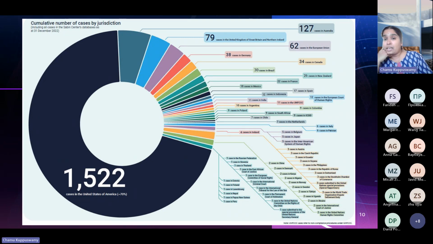9 cases in ICSID. Does anyone know what ICSID is? Dispute resolution people. International Center for the Settlement of Investment Disputes.